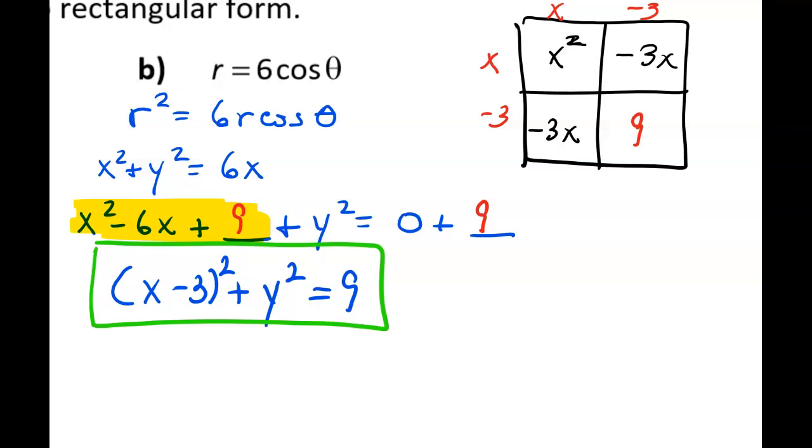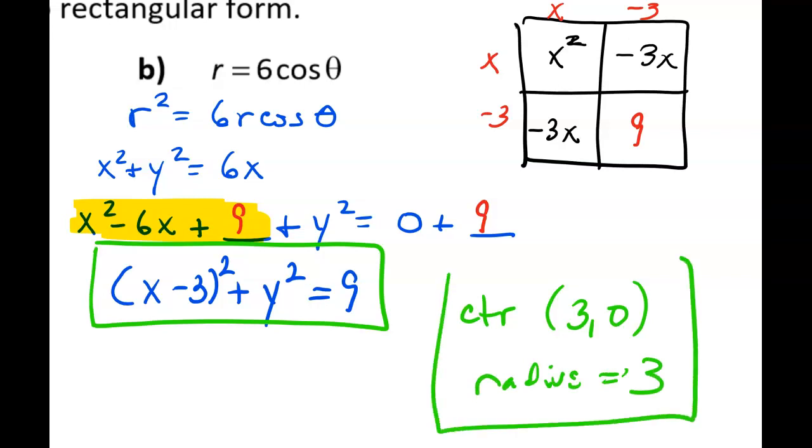Remember the trick here: take both sides of the equation and multiply by r. That'll give you x squared plus y squared on the left side and 6x on the right side. Then you have to complete the square, so we get a circle with a center at (3, 0) and a radius of 3. What you'll notice about all of these circles that we write equations for in polar form is that they'll all have a radius equal to the distance away from the origin. So if it's 3 units away from the origin, it'll have a radius of 3.